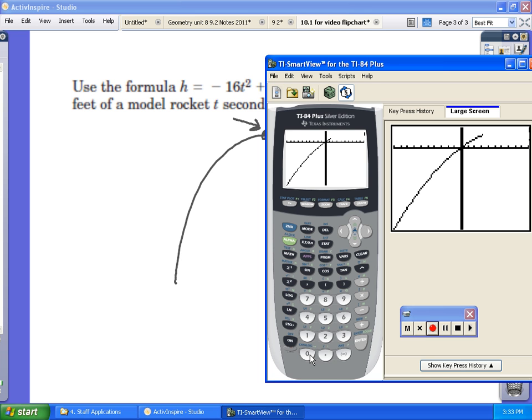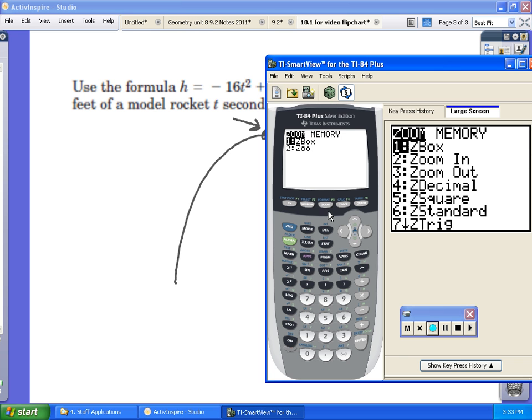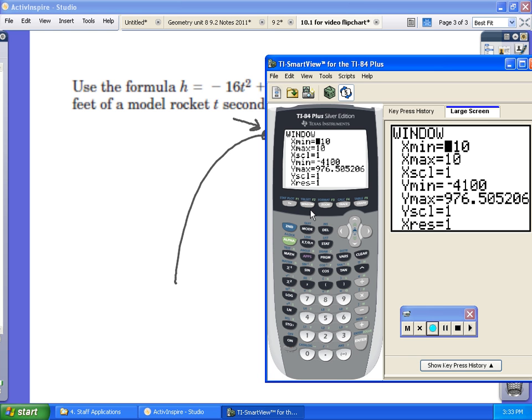Alright, so I definitely see the start of my parabola, but I don't see the highest point, so I want to move my whole window so that it's over this way a little bit. So I'm going to go to my window. Oops, there's my window. And I don't really need to see a lot of the x minimums. I don't need to go to -10. So I'm going to start that at -2. And my x max, I'm going to go ahead and go to about 20.